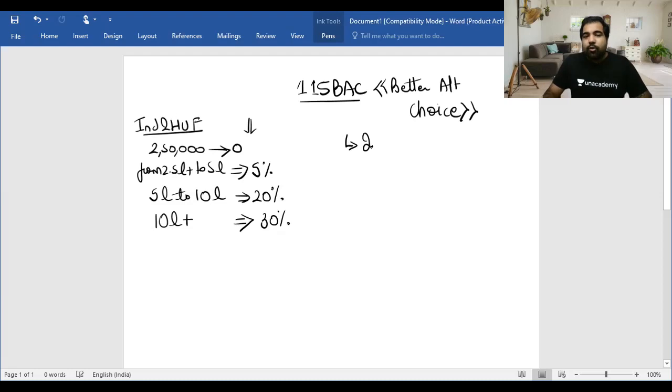The section is the better available choice. So it's for whom? It's only for individuals and HUF. So in the exam, if it's an individual, he can opt for it. If it's an HUF, that HUF can also opt for it. I'll tell you more details about how to opt, etc. But first, let's see why we should opt for this.